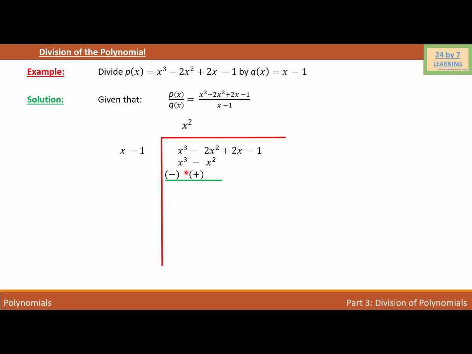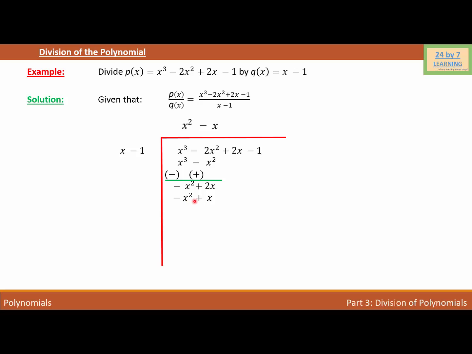Now let's subtract this one from this one, and if we subtract, the sign will change. So this is a positive sign that will become negative, and this is a negative sign that will become positive. If we simplify, this will be cancelled out and we have negative 2x squared plus x squared, which is negative x squared, and then we will bring this one over here, that is plus 2x. Now as you can see, the order of this x is 1 and we need a second order, so we can multiply by negative x. So negative x times x is negative x squared, which is over here. Negative x times negative 1 is positive x, because negative times negative is positive.